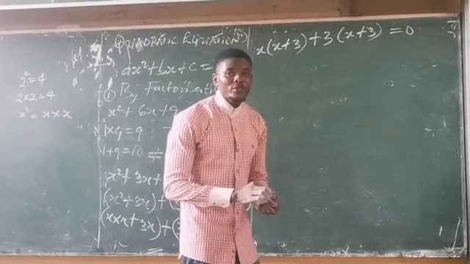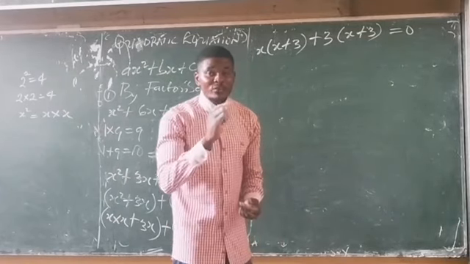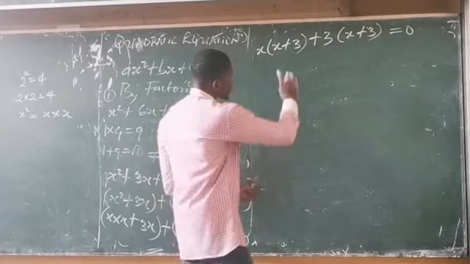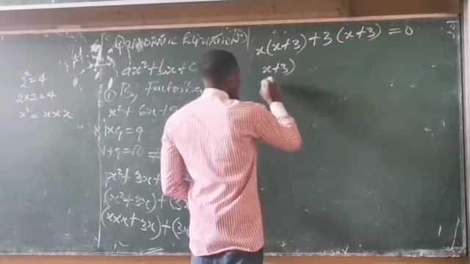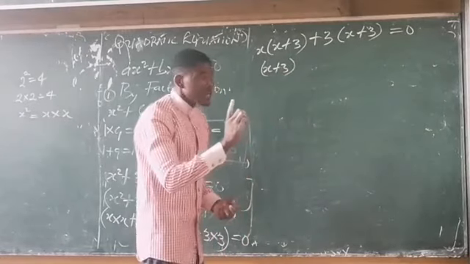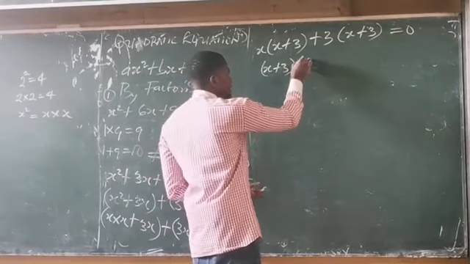What do you do at this point? Pick only one of the x plus 3's in the brackets. Pick just one of the x plus 3's in the brackets. You have x plus 3. Pick one.